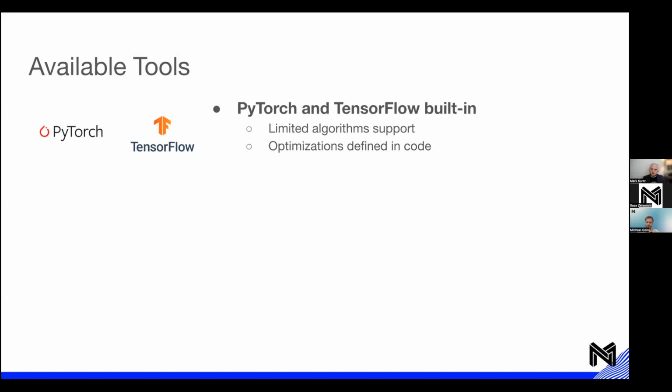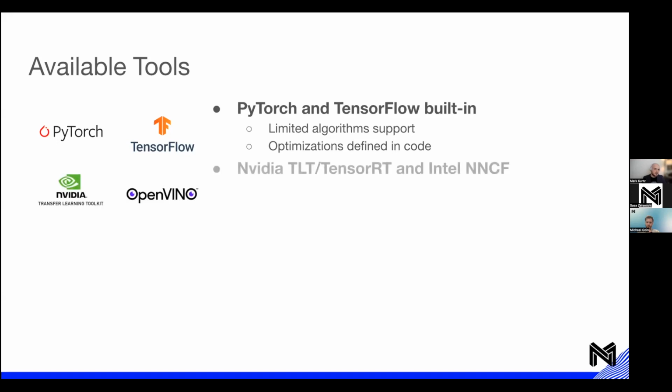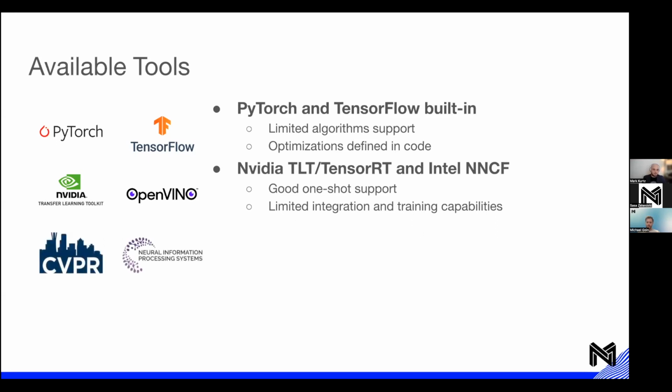So not extremely scalable. We can look at NVIDIA Transfer Learning Toolkit and TensorRT, as well as Intel NCF. Generally both these tools have good one-shot support, but they have limited integration and training capabilities. They don't hook into training pipelines super well. And this is an issue, especially for pruning, where we do want to do this training aware pruning to be able to work, and also for quantization just to get better recovery.